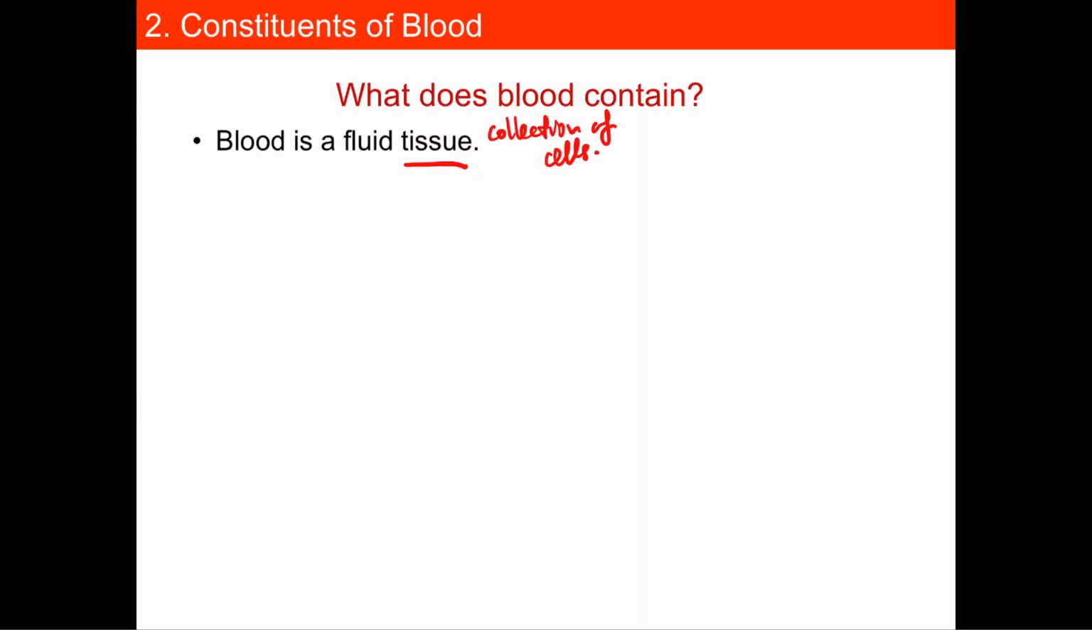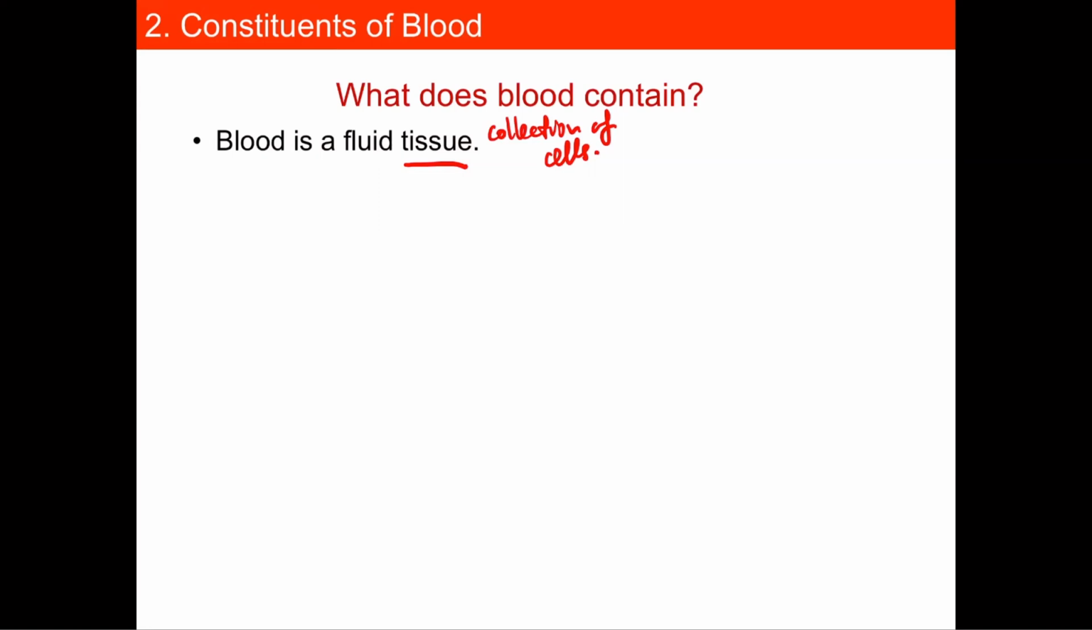Now, why do we call blood a fluid tissue? Because if you think about a collection of cells in our body, such as your skin, such as your organs, all these are actually made up of tissues, right? And we always think about them as something that is solid, but blood is special. Blood is fluid, right? It's almost liquid-like, right? That's why it's called a fluid tissue.